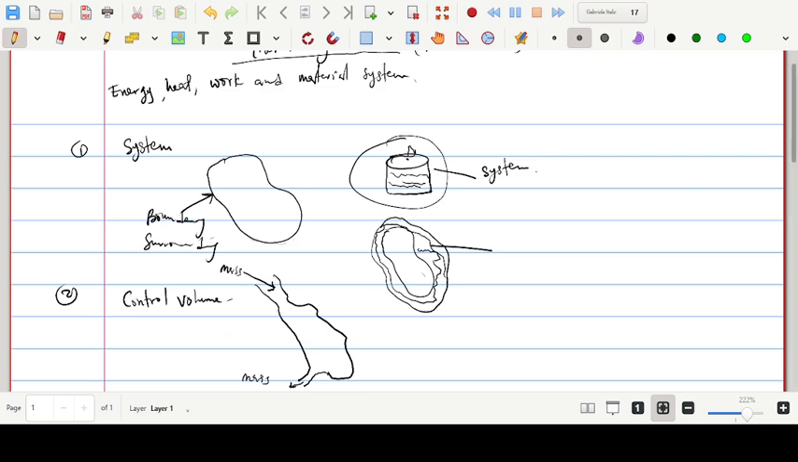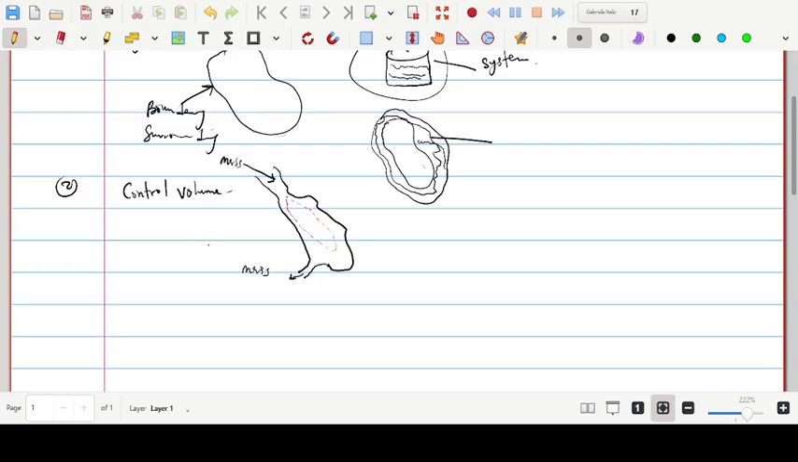Now in this case, let me use another pen, red. So this is now the control volume. This is the control volume. Now let us consider types of system. Types of system.